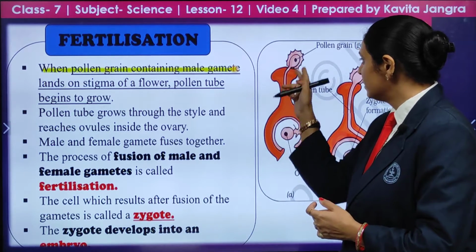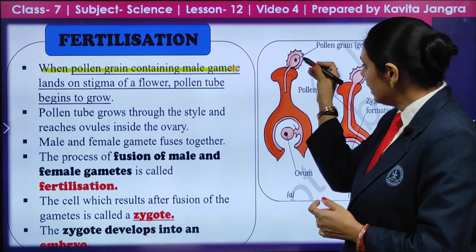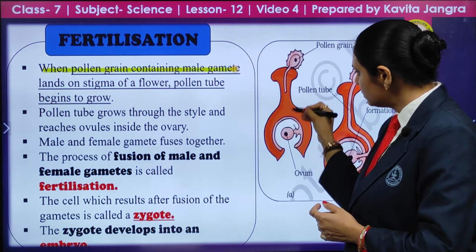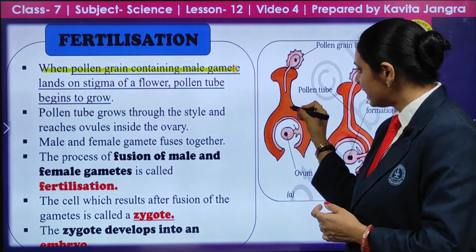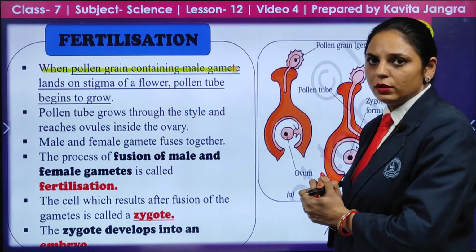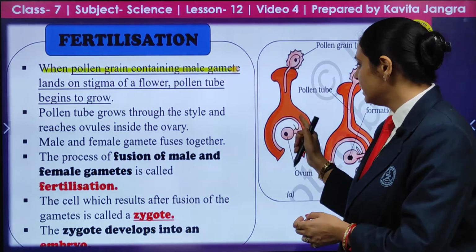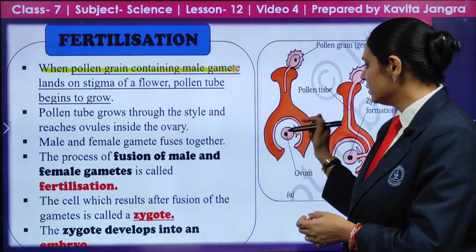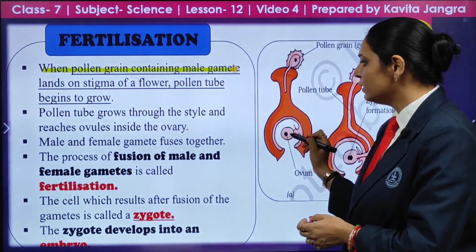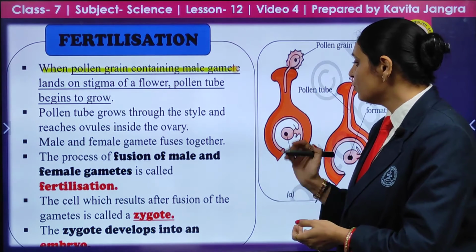It starts germinating, and this tube-like structure reaches through the stigma and through the style to the ovary, to the ovule part. As this pollen tube grows into the style, it reaches the ovary. This is the ovary, and inside the ovary is the ovule.